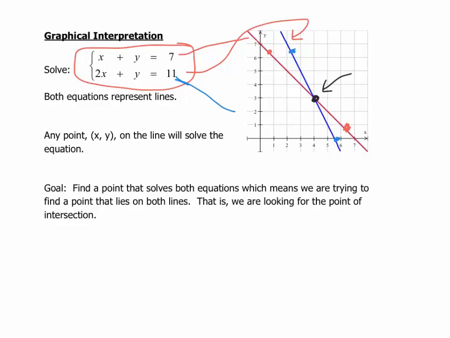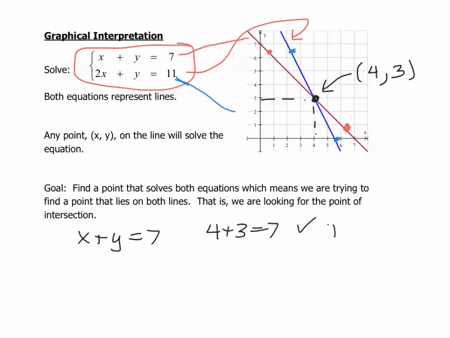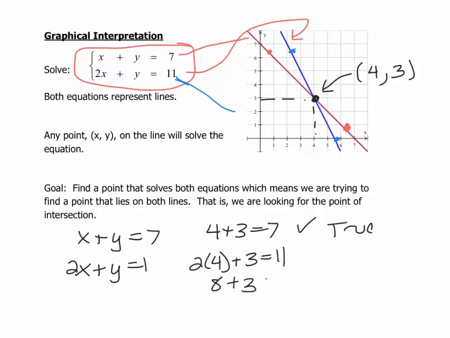So we can tell from our graph here that the solution to this system of equations, the x value would be 4 and the y value would be 3. And if you plugged this into our system of equations, if we plug it into x plus y equals 7, we would have 4 plus 3 equals 7. Yep, that's true. And if we plugged it into 2x plus y equals 11, you'd have 2 times 4 plus 3. This does equal 11 because I'd have 8 plus 3, which gives me 11.